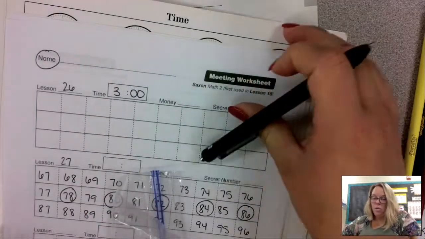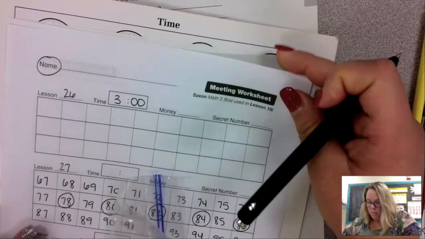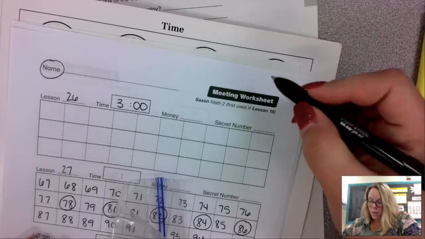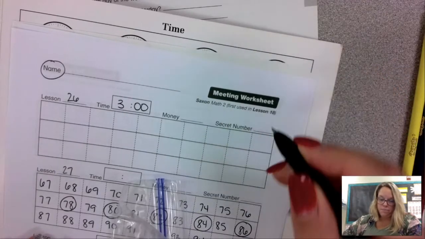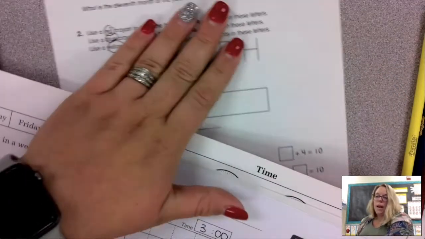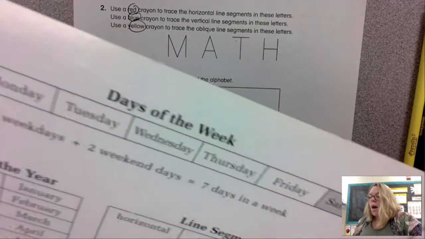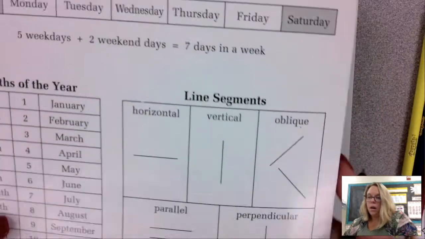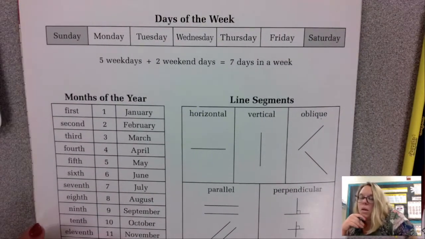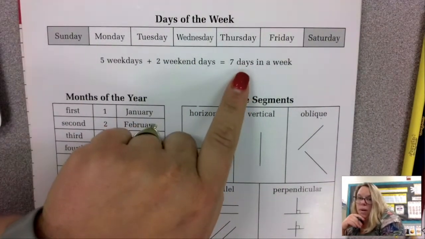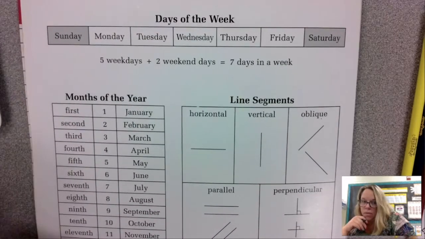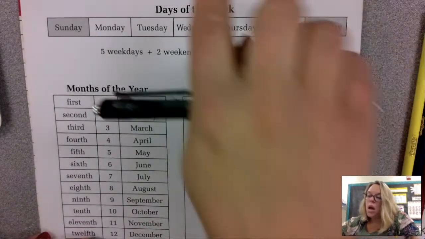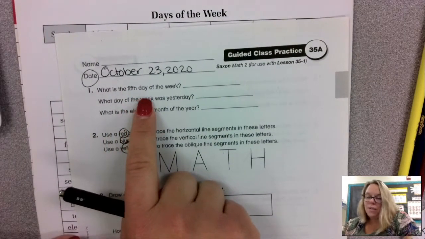If your math meeting worksheet is done for the week, because you already did calendar from today, go ahead and make sure that it's in your Friday folder. This is an old one that I used just for example. But what I want you to actually see right now is the inside cover of your math, because you can see that you have the days of the week at the top and you have the months of the year right here. And today the first question actually says, what is the 5th day of the week?